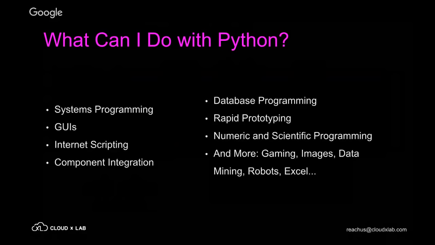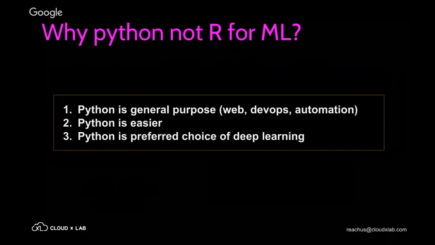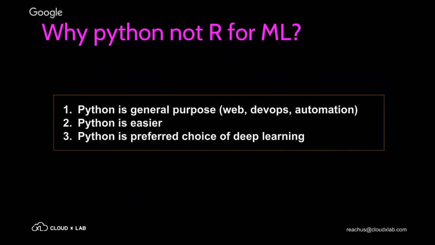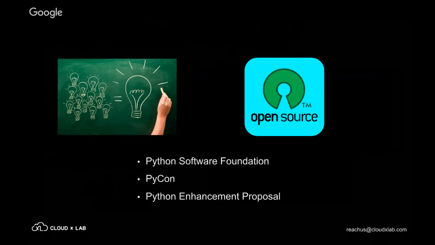Okay, we are doing the video editing in Python, and we are also doing things like converting this presentation into images, all of that using Python. All right. So it's an amazing language. It's a general purpose language. It's easier and it's the preferred choice for deep learning, machine learning, and everything. Okay. So it's open source.